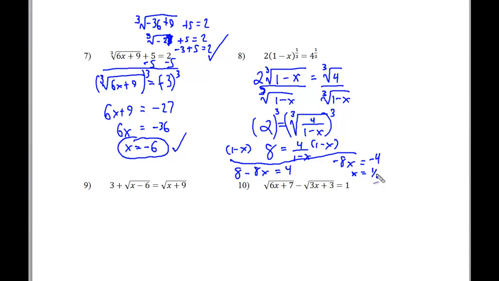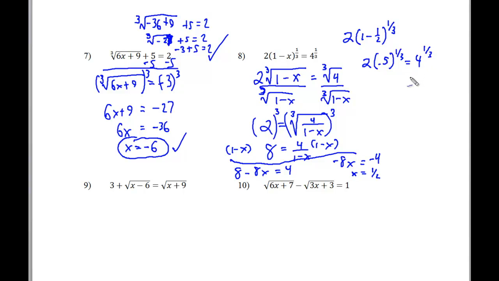That positive 1/2, I'm wondering if it's going to work out, so let's go try it in this part of the equation. So now I have 2 times the quantity of 1 minus 1/2 raised to the 1/3 power. So what I have here is 2 times the quantity of 0.5 raised to the 1/3 power equals 4 raised to the 1/3 power.